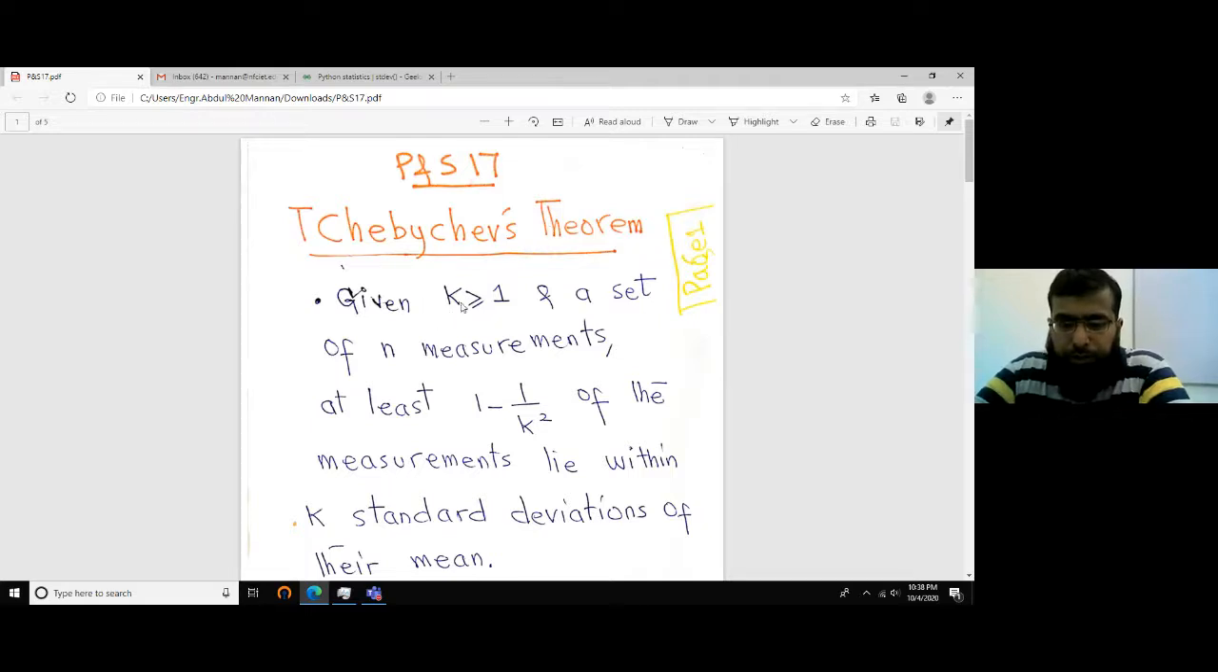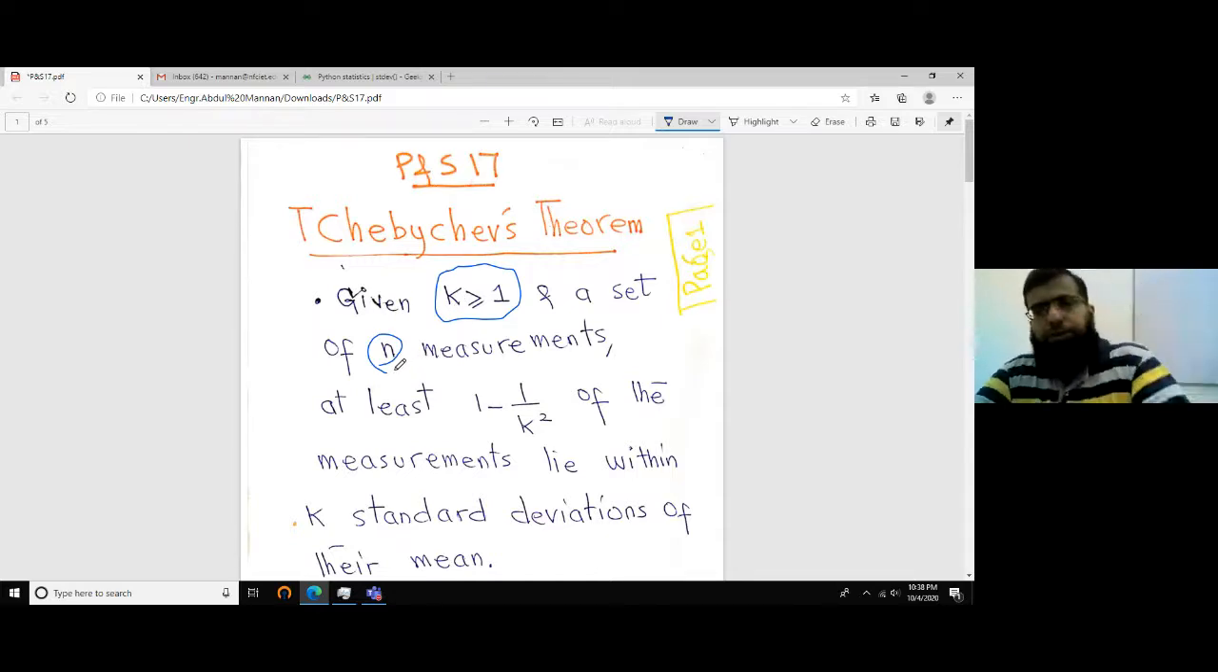The theorem is that for any given number k, which can be a real number or an integer, it can be 1, 2, or 1.5, 1.2, 2.5, 2.3, it should be greater than 1 and can be any real number, and a set of n measurements. If n is small, this means it is a sample, and if it is capital N, it's a population. The theorem works on both the sample and the population.